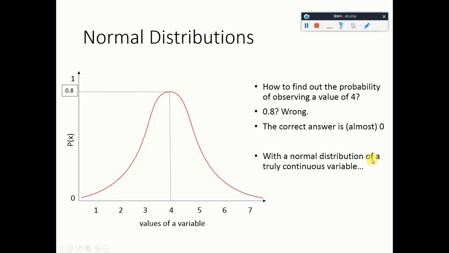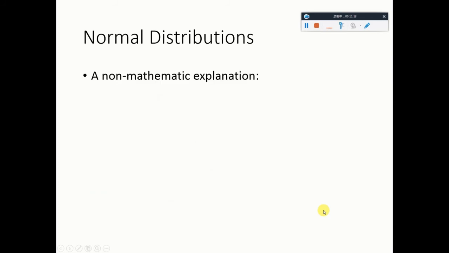With a truly continuous variable, if this variable is normally distributed, then the probability of observing an exact value, for example, 4 precisely, is very, very, very small. So small that we can regard it as 0. Okay? So here's why.